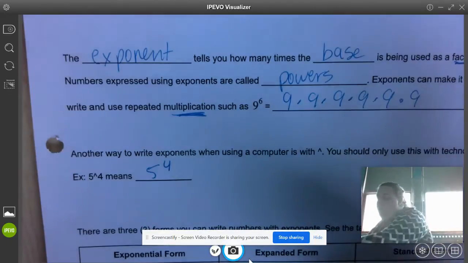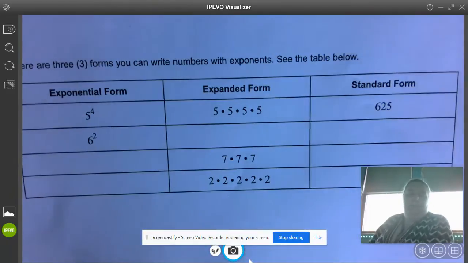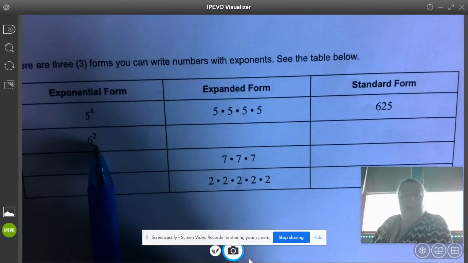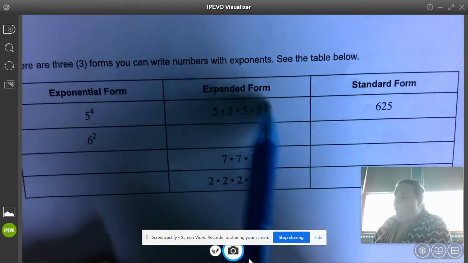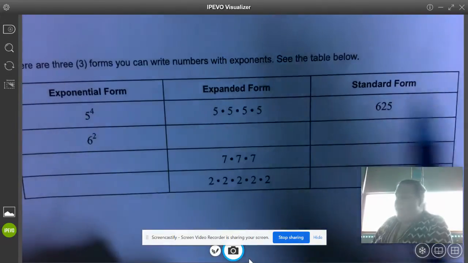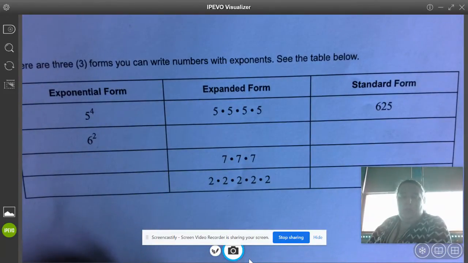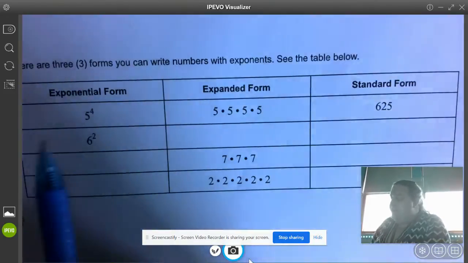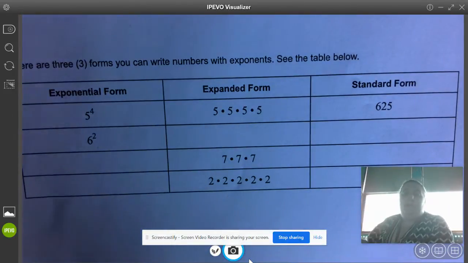Okay. All right, now there are 3 ways you can work with numbers involving exponents. So we have what we call exponential form, when you have a base and an exponent, expanded form, when you write out the repeated multiplication, and standard form, when you simplify it as far as it can go. So I have one line done for you. I want you to pause the video and try and fill in these blank spaces, then come back and check your work.